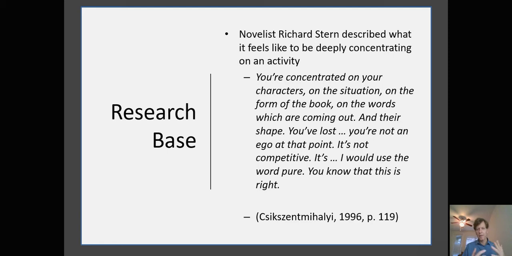Within flow theory research, there's a famous description from a novelist describing what it feels like to be deeply concentrating as you're writing. You're concentrated on your characters, on the situation, on the form of the book, on the words which are coming out and their shape. You're not an ego at that point. It's not competitive. I would use the word pure. You know that this is right.